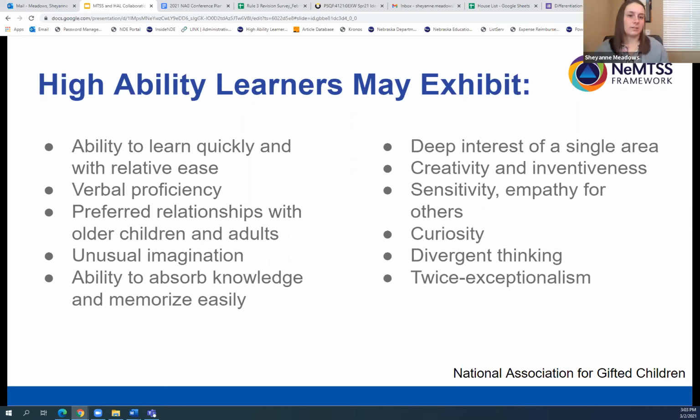And then we also have our students who are twice exceptional, which is when a student has a disability and they also are a high ability learner. So for example, we see twice exceptionalism pretty often with autism spectrum disorder, or it can be things like I've had students who are gifted and also have a motor impairment, or gifted and have a hearing impairment. So any kind of dual exceptionality, that's what twice exceptionalism is.